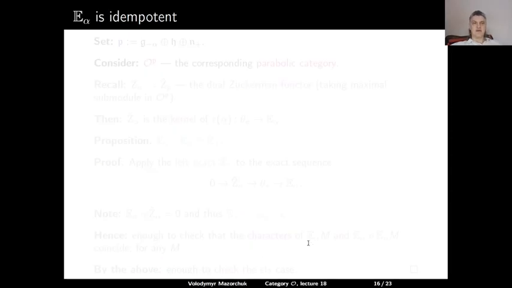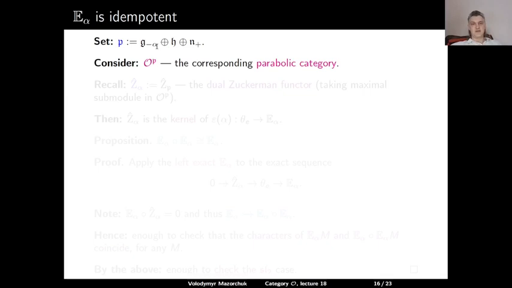So next, we claim that the functor E alpha is idempotent. Consider the parabolic subalgebra of G given by adding to the Borel subalgebra H plus N the root space G minus alpha. Consider the corresponding parabolic category OP. Recall that we have the dual Zuckerman functor ZP hat, which is defined as taking the maximal submodule of a module which belongs to our parabolic category.